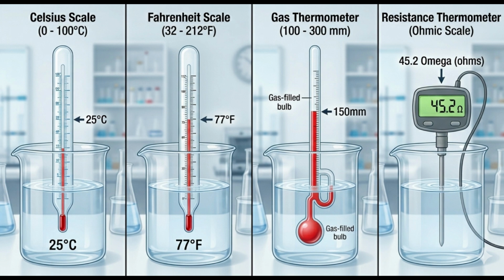But expansion isn't our only tool. Look at the third card, a constant volume gas thermometer. It determines changes in thermal states by tracking the pressure of a gas column measured in millimeters of mercury. And on the far right, we bypass mechanical expansion altogether with a platinum resistance probe, using a digital multimeter to read precise electrical resistance changes measured in ohms.